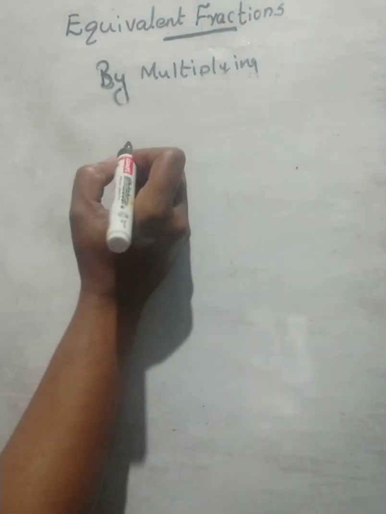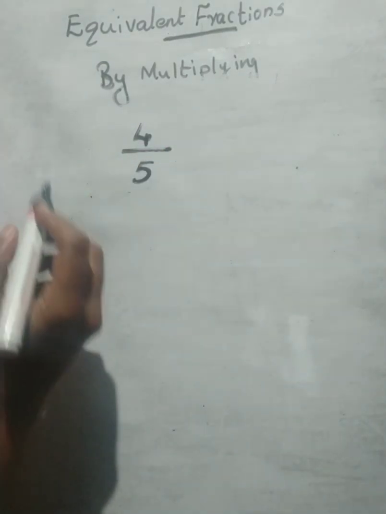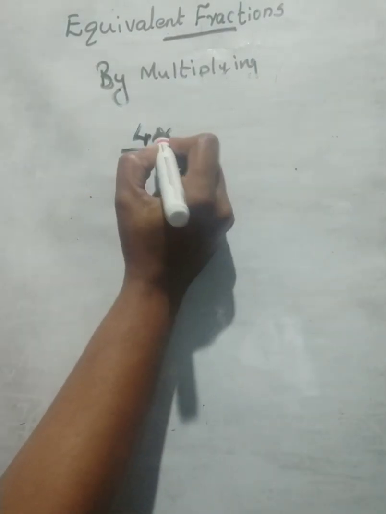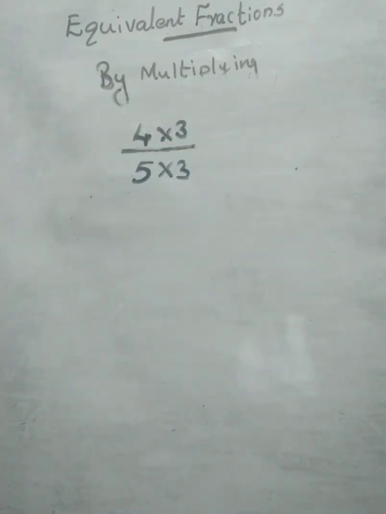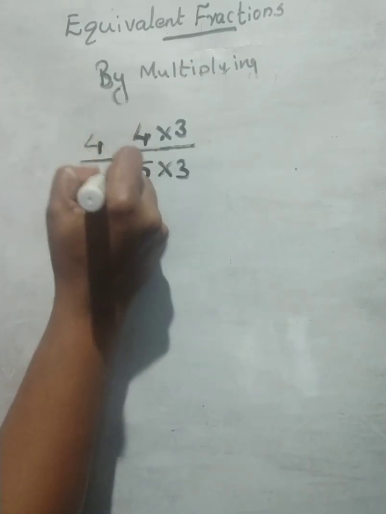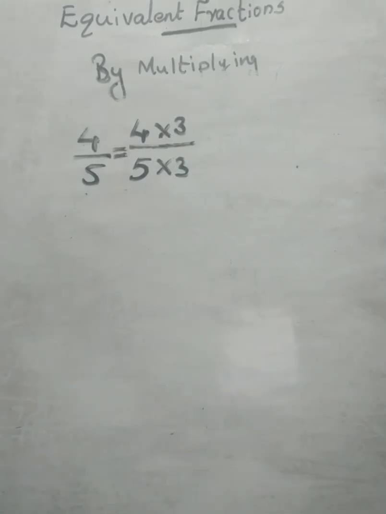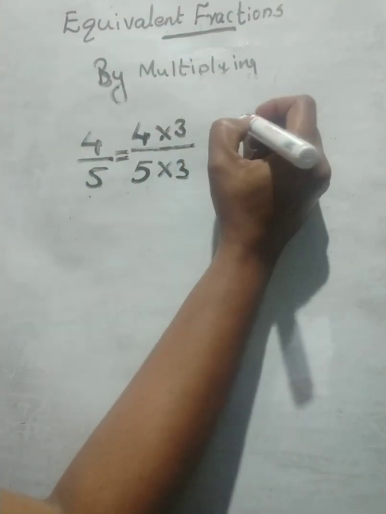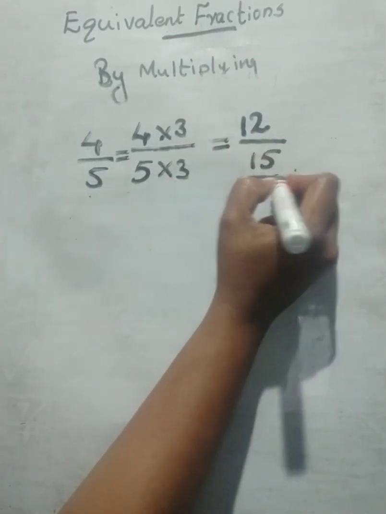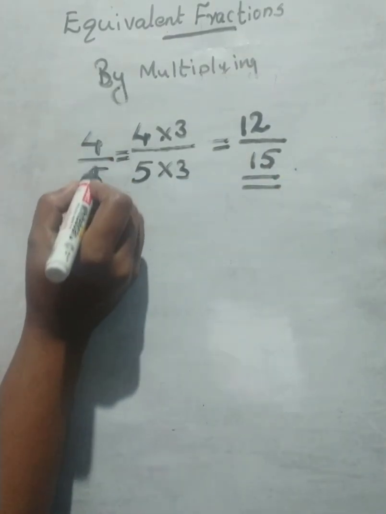Another example. 4 upon 5. I would like to multiply 5 by 3. So 4 also we have to multiply by 3. So the equivalent fraction of 4 upon 5 is equal to 4 3s are 12, and 5 3s are 15. So we can say 12 upon 15 is equivalent to 4 upon 5.